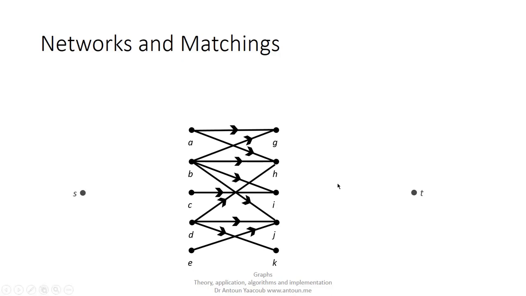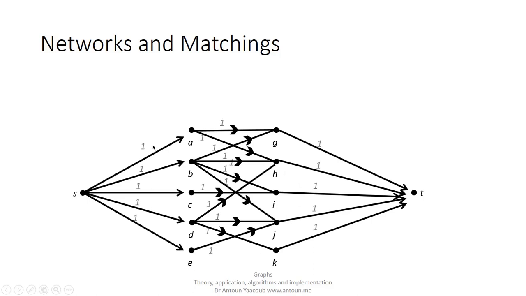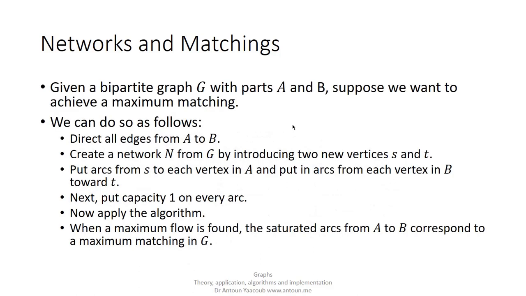So we create a network from the graph. We introduce two new vertices S and T. We put arcs from S to each vertex in the first set A, and we direct all edges from A to B, and put in arcs from each vertex in B towards T. Next, the capacities are all equal to 1, and then we apply our algorithm. When the maximum flow is found, the saturated arcs from A to B correspond to a maximum matching.